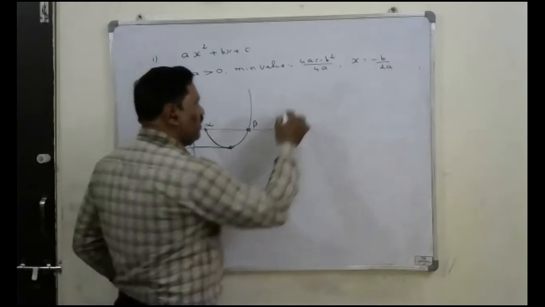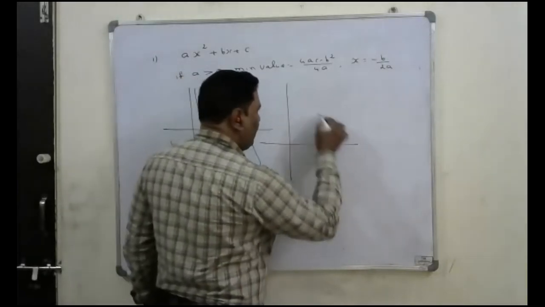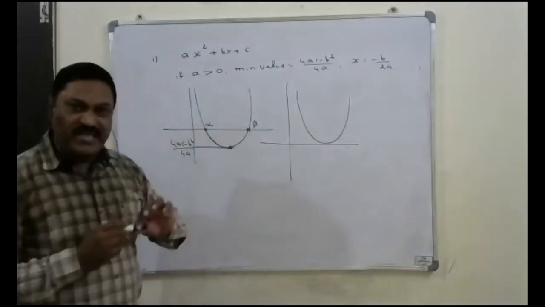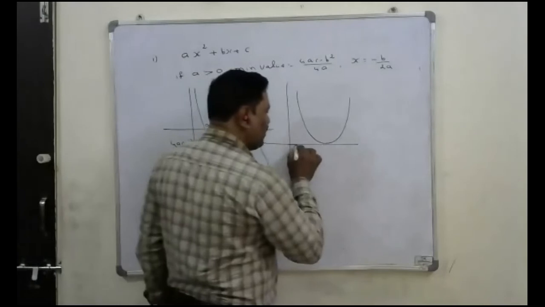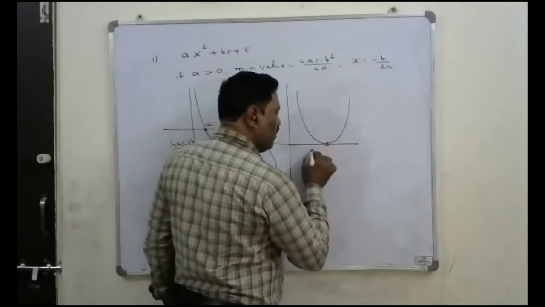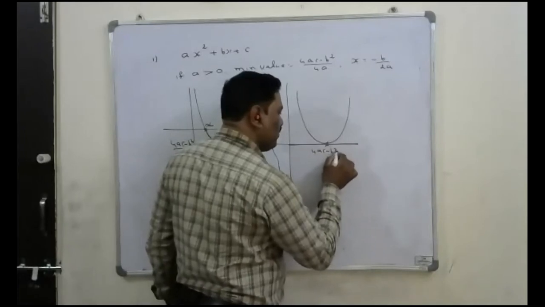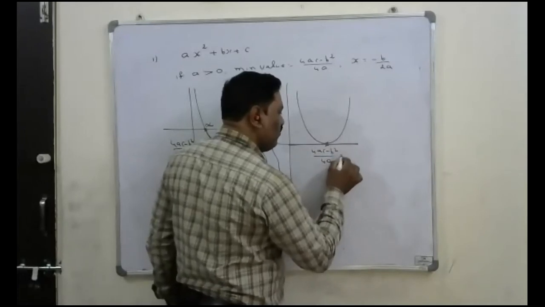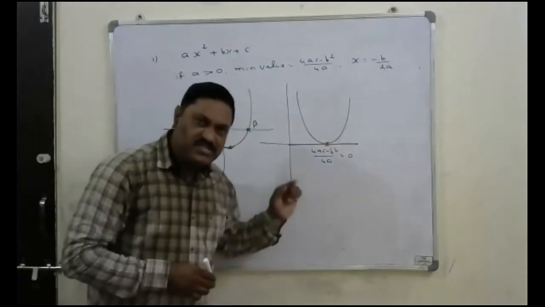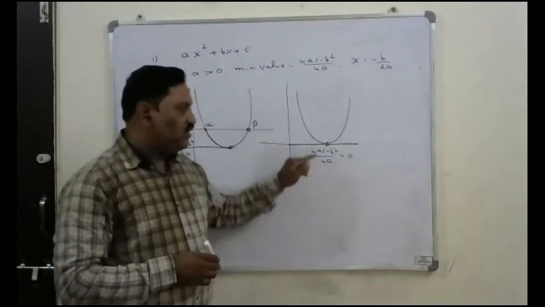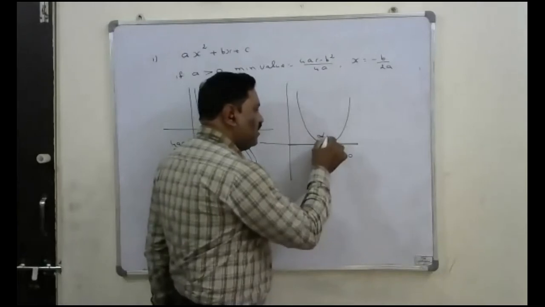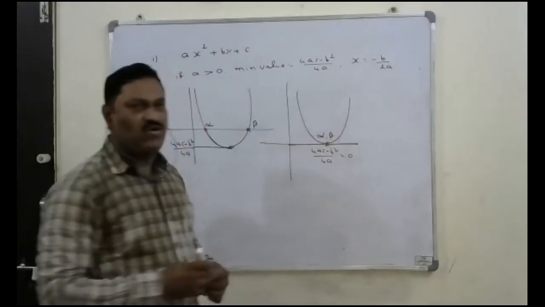Okay. Similarly, that graph may touch the x-axis. If it touches the x-axis, its minimum value is equal to 0, meaning 4ac minus b square by 4a is equal to 0. This is the minimum value that is equal to 0. Then it will have only one real root. Only one real root will be there, meaning here the roots are equal, we can call it.